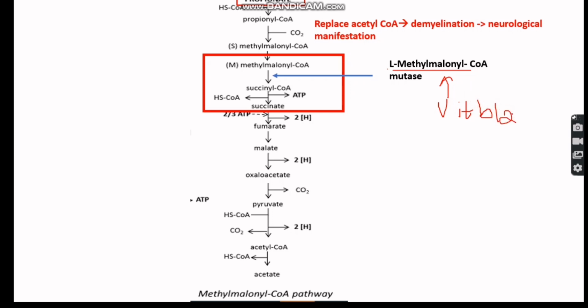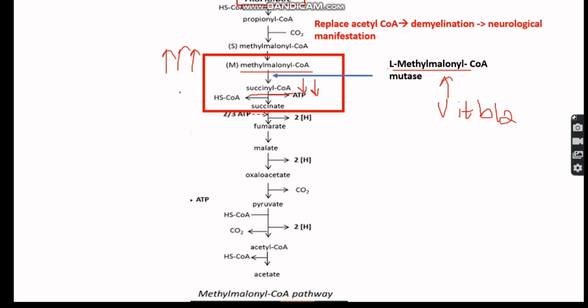Okay. So when there is a deficiency of this vitamin B12, then it will fail to convert methylmalonyl-CoA to succinyl-CoA, which means that the level of methylmalonyl-CoA in our body will increase, whereas the level of succinyl-CoA in our body will decrease, because the enzyme for conversion of methylmalonyl-CoA to succinyl-CoA is dysfunctional.